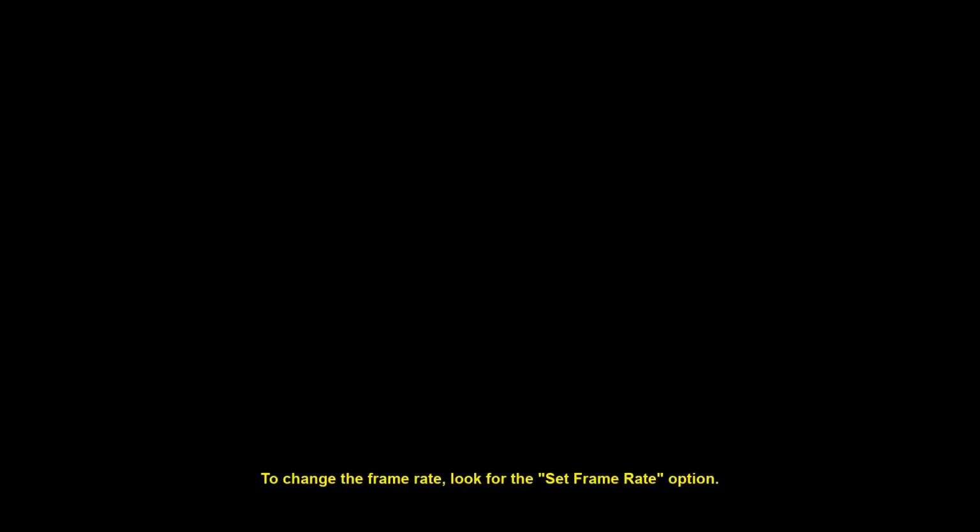To change the frame rate, look for the Set Frame Rate option. Click on the drop-down menu next to Set Frame Rate. Choose your desired frame rate from the list provided. Common options include 24, 30, and 60 frames per second.